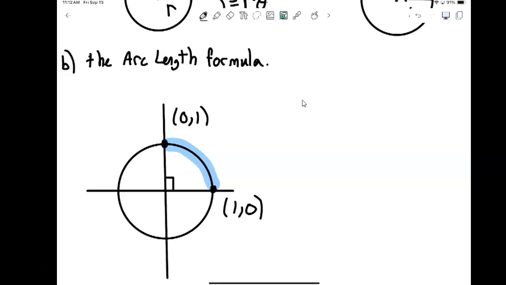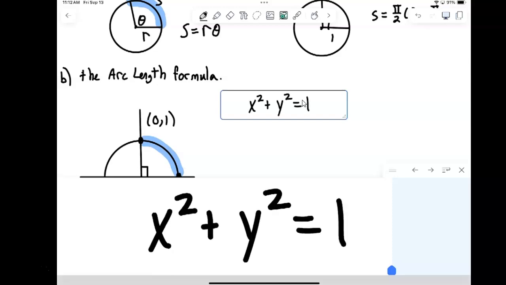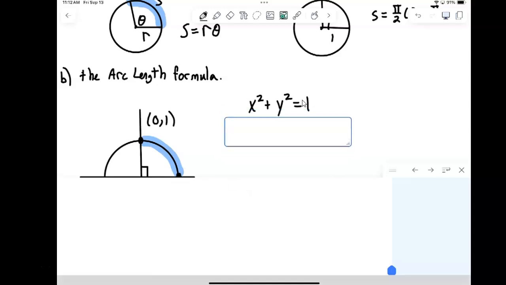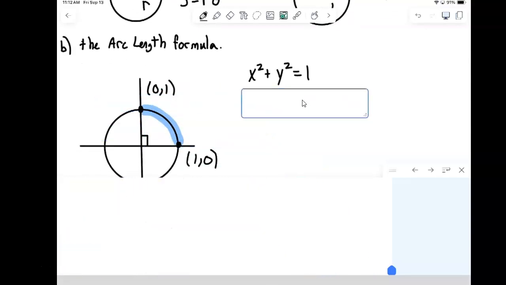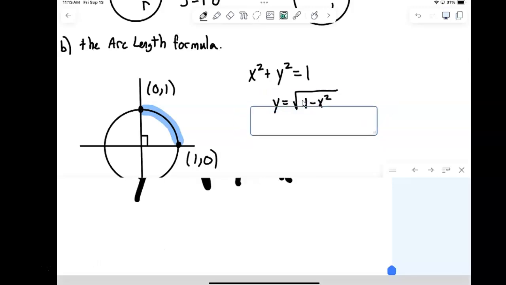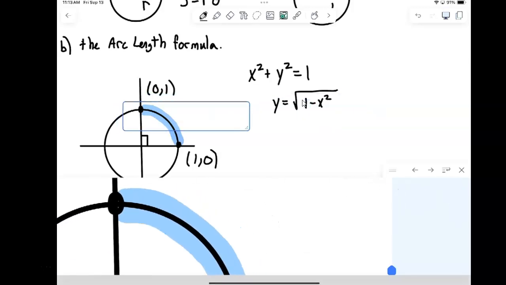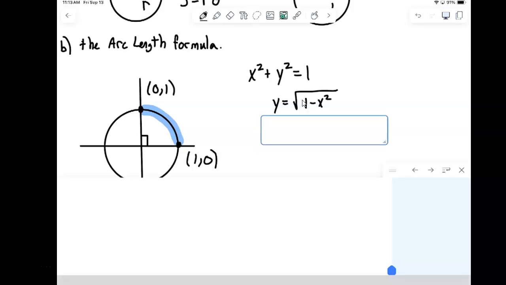So the equation of the unit circle, remember, is x squared plus y squared equals 1. And then we can solve for y. And normally, of course, we'd have plus or minus, but since this is in the top half of the circle, we can just get by with the top half of the circle. Y equals the square root of 1 minus x squared. Okay, so that's going to be our function that we're going to have to do the arc length of. Of course, to do that, we need to talk about its derivative because that's what arc length calls for.